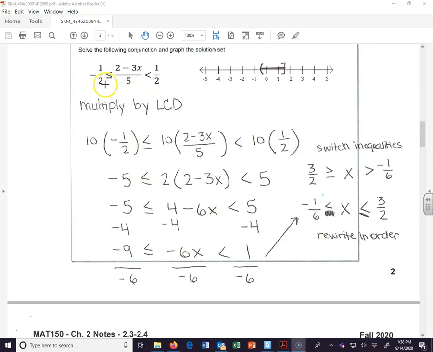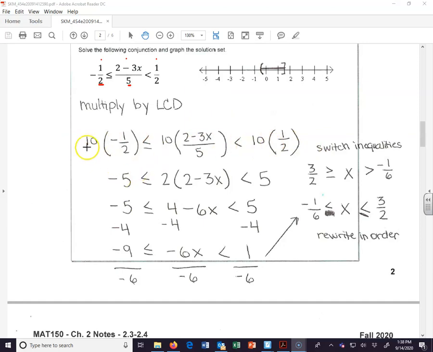Now, when we have fractions, like we talked about in the last lecture video, we usually like to get rid of the fractions because it makes it easier to solve. So we want to multiply by the least common denominator, or the least common multiple. For 2 and 5, that is 10, the smallest value that 5 and 2 both divide into. So we're going to multiply everything by 10. Don't forget to multiply all 3 parts by 10.